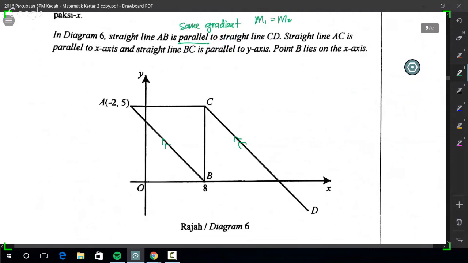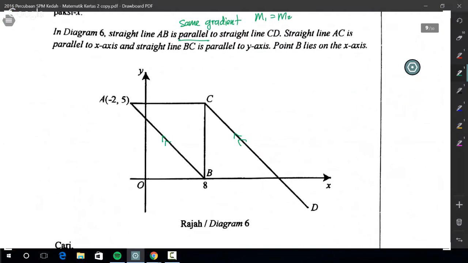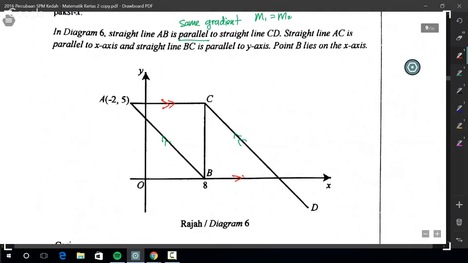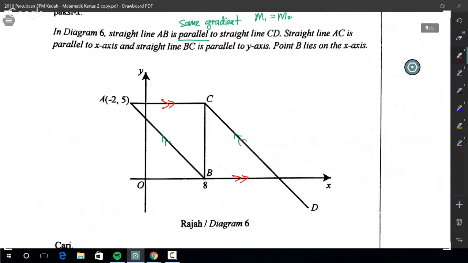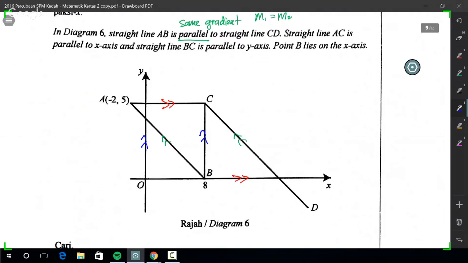All right, so straight line AC is parallel to the x-axis. So I know this line is parallel to this one. And BC is parallel to the y-axis. Wow, so many parallels here. This one is parallel to this one. I hope you can differentiate them from the different colors. And then point B lies on the x-axis.